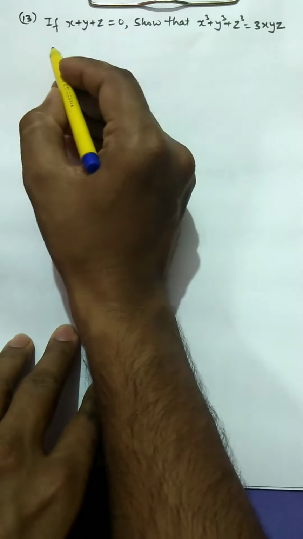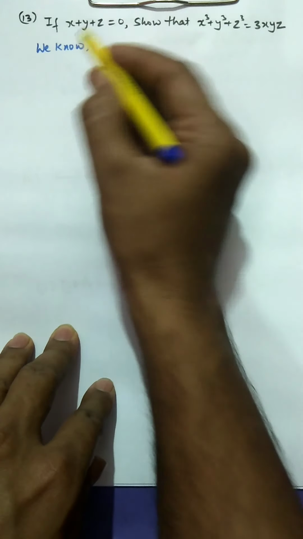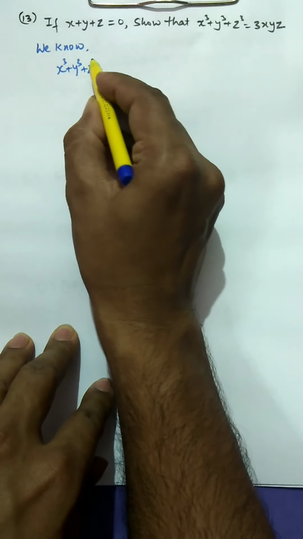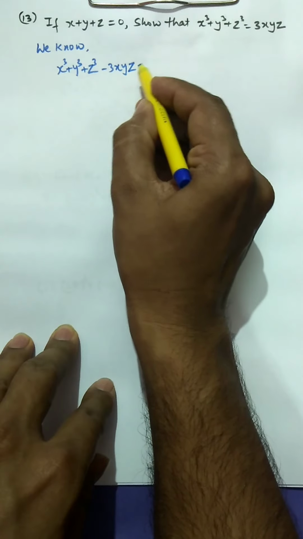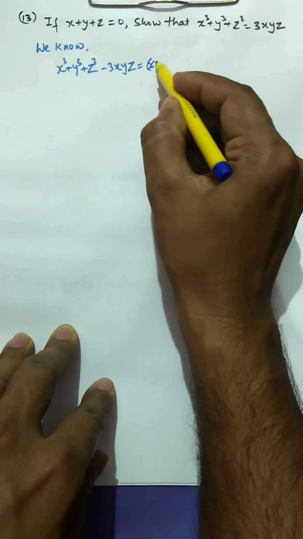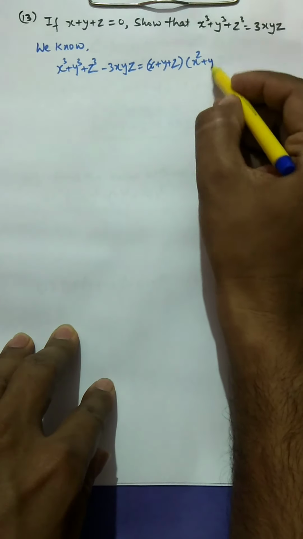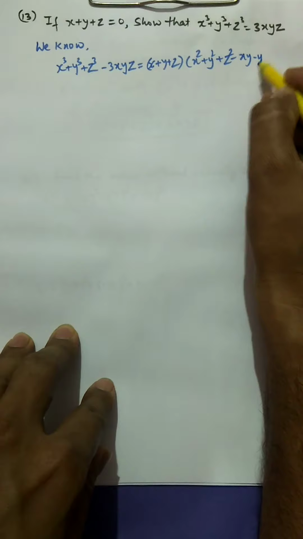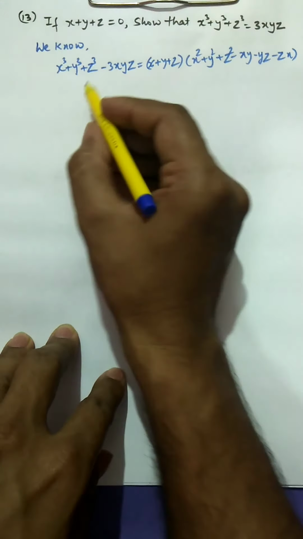So we know the identity that x cube plus y cube plus z cube minus 3xyz is equal to x plus y plus z into x square plus y square plus z square minus xy minus yz minus zx. So this is the identity that we know.